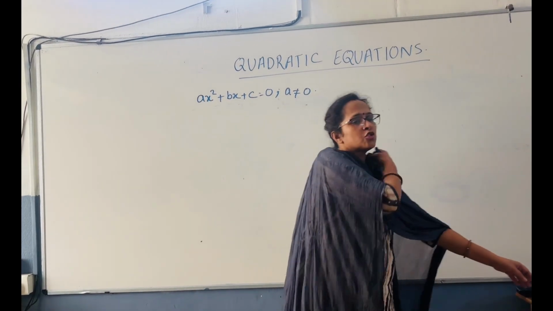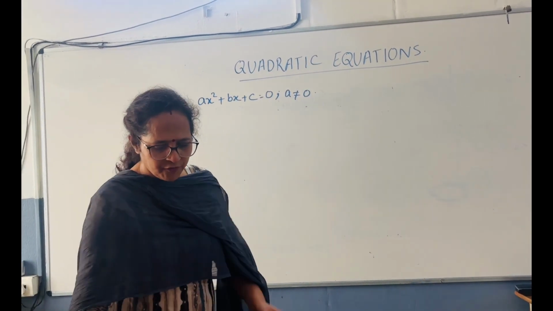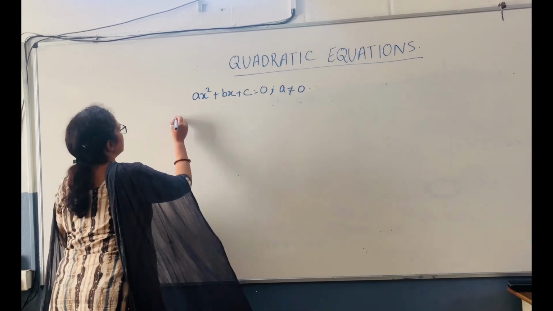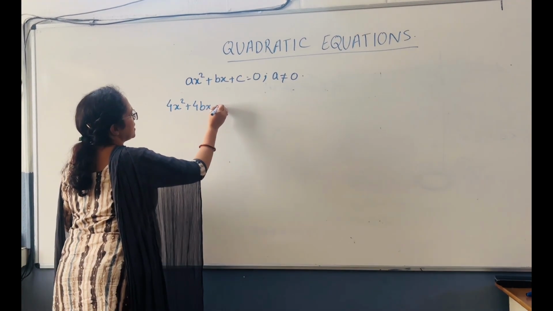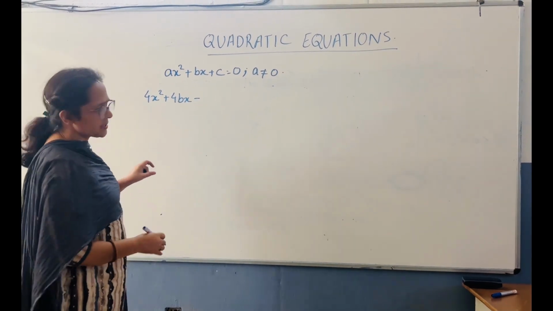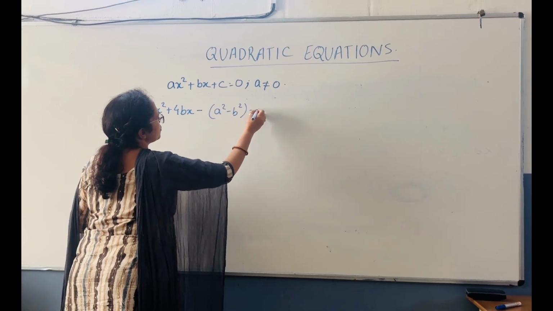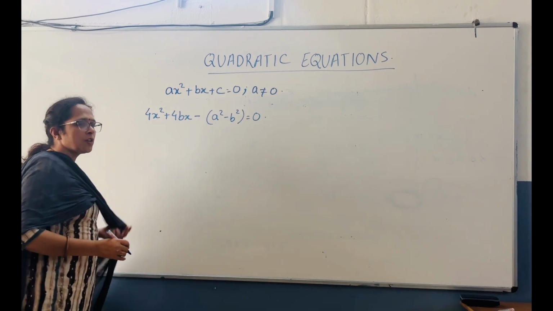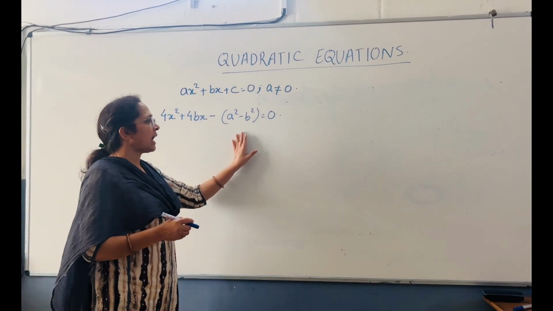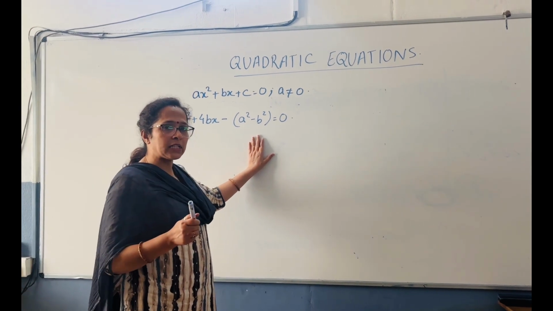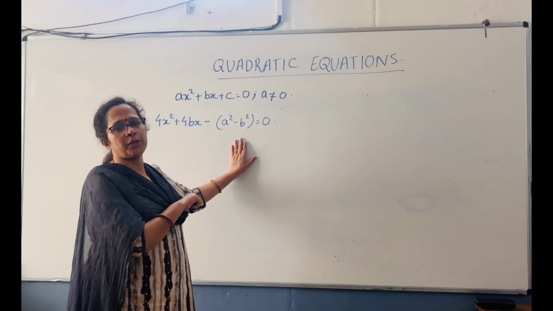This is simply to solve the question. Okay. So I am taking one question: 4x square plus 4bx minus a square minus b square is equal to 0. We have to solve it by the factorization method. So we have already done the splitting the middle term method, which we did in the last question. The same method will be used here.